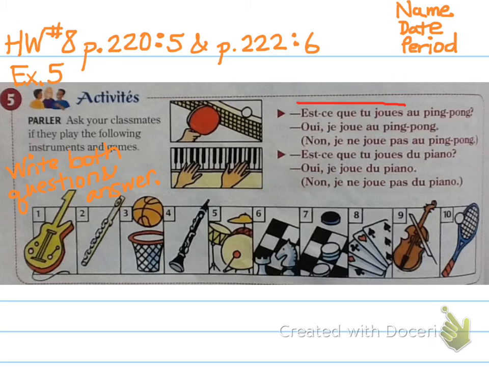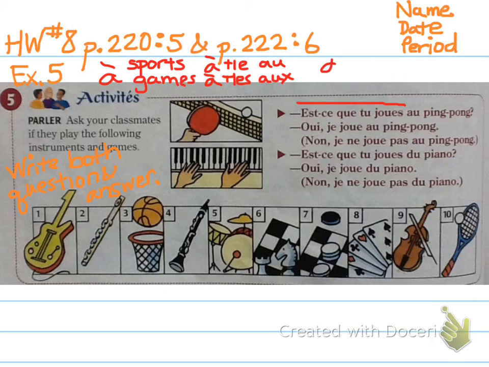This is about using those à and de contractions. So remember, we use à with sports or games. And remember, à and le have to become au, and à and les have to become aux. We use jouer with a de contraction for instruments. And again, de and le become du, and de and les become des.